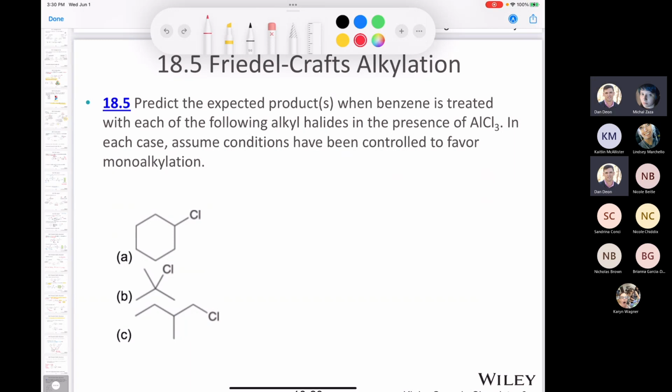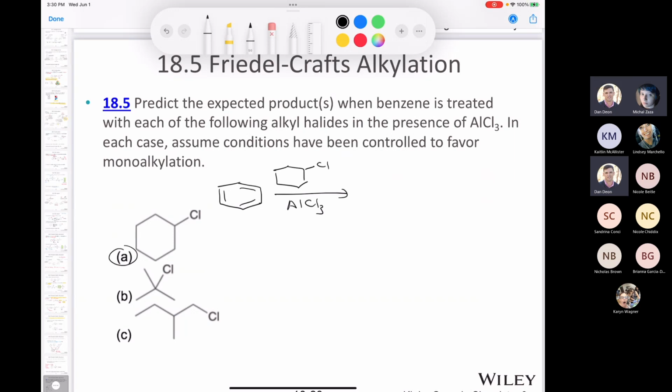Actually, sorry, this is a pretty straightforward question. At least the first two parts are straightforward. The second part, we'll have to think about it a little bit. But the first part, for A, if we're just saying, okay, we're going to take benzene, and we're going to treat it with chlorocyclohexane. So this is our electrophile in the presence of aluminum chloride.